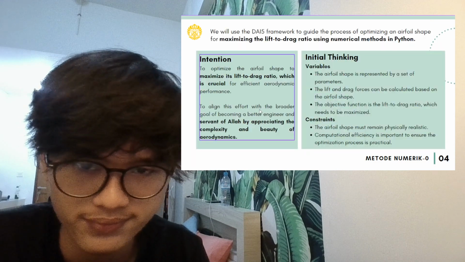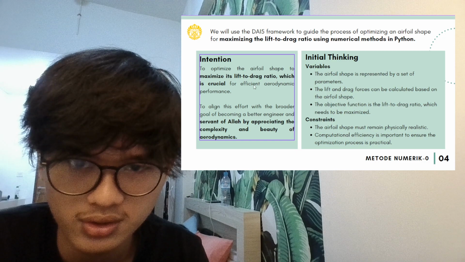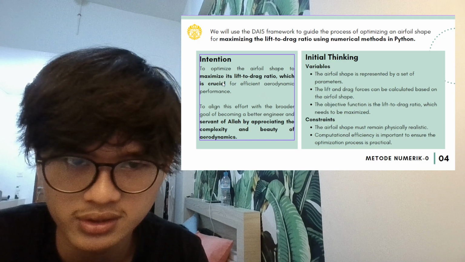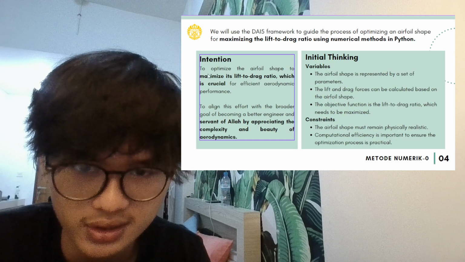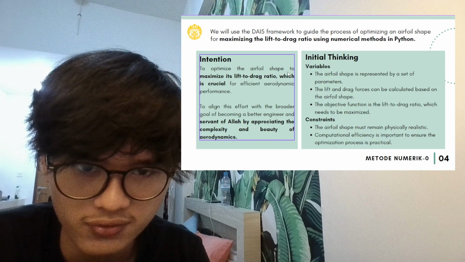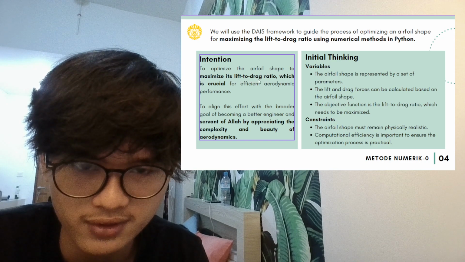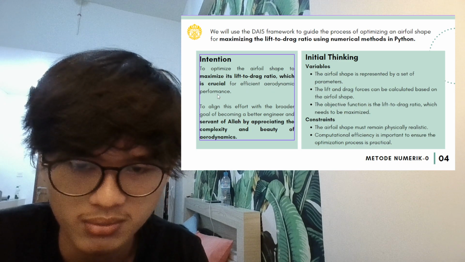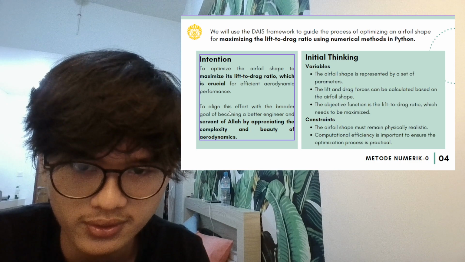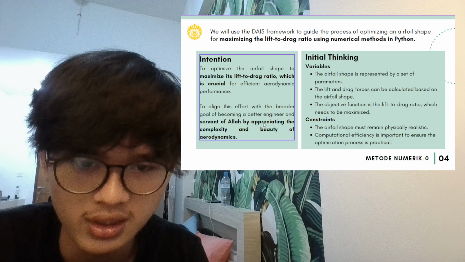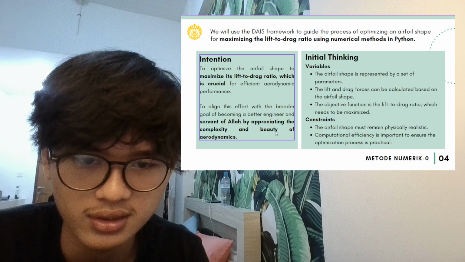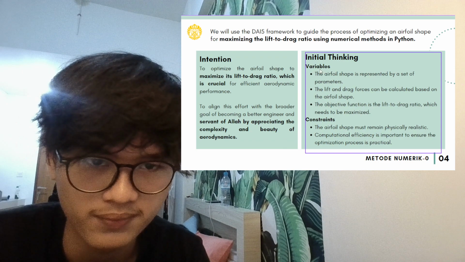First, we're going to use the DAI5 framework, which is intention, initial thinking, idealization, and instruction. Intention: to optimize the airfoil shape to maximize its lift to drag ratio, which is crucial for efficient aerodynamic performance, and to align this effort with the broader goal of becoming a better engineer and a servant of Allah by appreciating the complexity and beauty of aerodynamics.